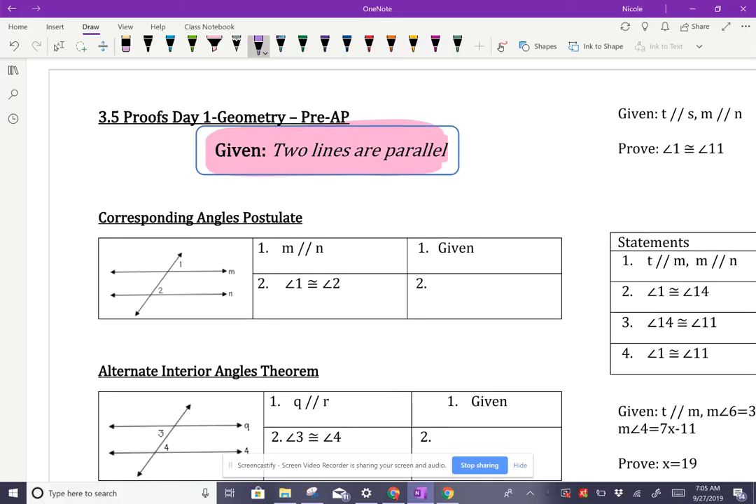And from there, based off the angles that are provided for us, we can make some new justifications. So if we take a look at our first example here, we have angle 1 and angle 2 provided for us. Our given again says that M and N are parallel, so we can give that some sort of parallel marking, so that way we know they are parallel. Our next statement says that 1 and 2 are congruent. So based off the location, we can say by the corresponding angles postulate that they are, in fact, congruent.